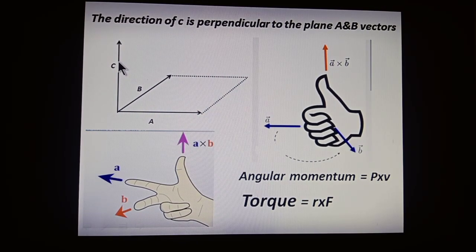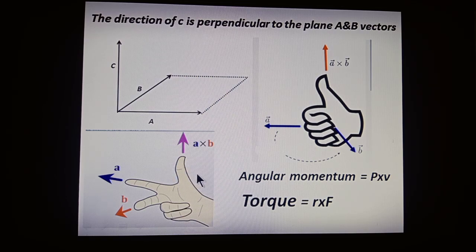By this way, we can find the direction of C, and that is always perpendicular to the plane made by A and B. Again, look at this diagram. If first finger of the right hand is in the direction of one vector, middle finger is in the direction of the second vector, then thumb points in the direction of their cross product. A cross B will be C, and direction of C is given by the direction in which the thumb is pointing.